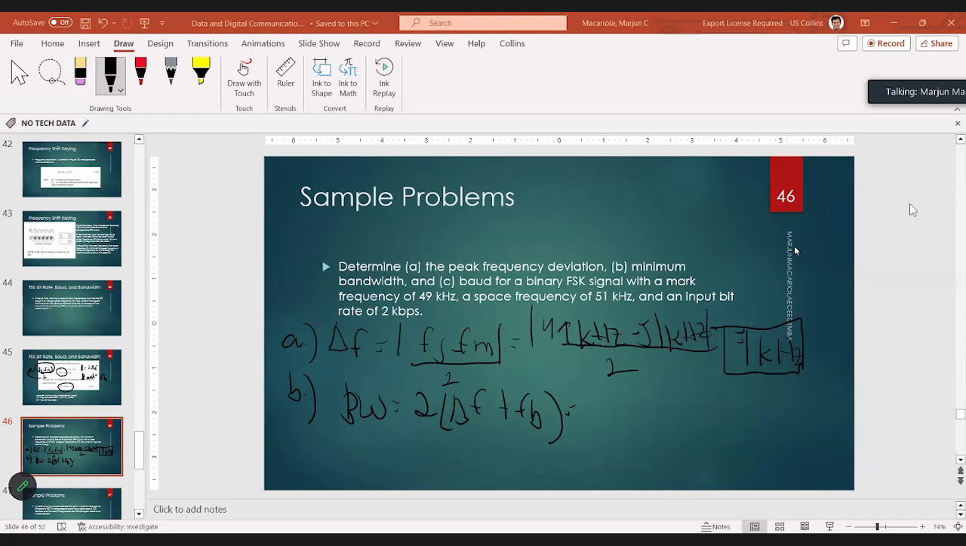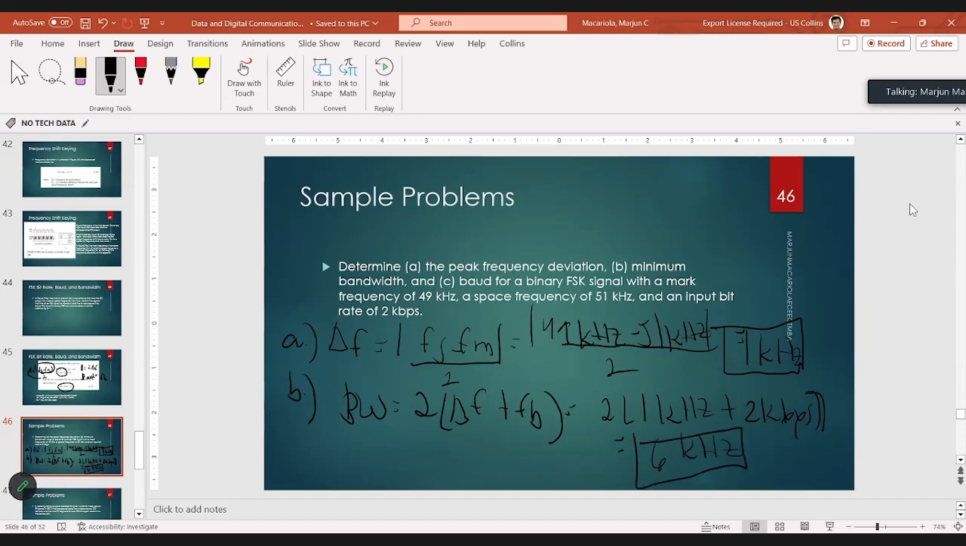So for number 2, you're asked to find the value of the minimum bandwidth. When we're talking about minimum bandwidth, we have the formula 2 multiplied by the peak frequency deviation plus input bit rate. We already know the value of the peak frequency deviation, so that is 2 multiplied by 1 kilohertz. B is the input bit rate, which is given by 2 kilobits per second. So this is just equal to 2 plus 1, that is 3, 6. So 6 kilohertz.